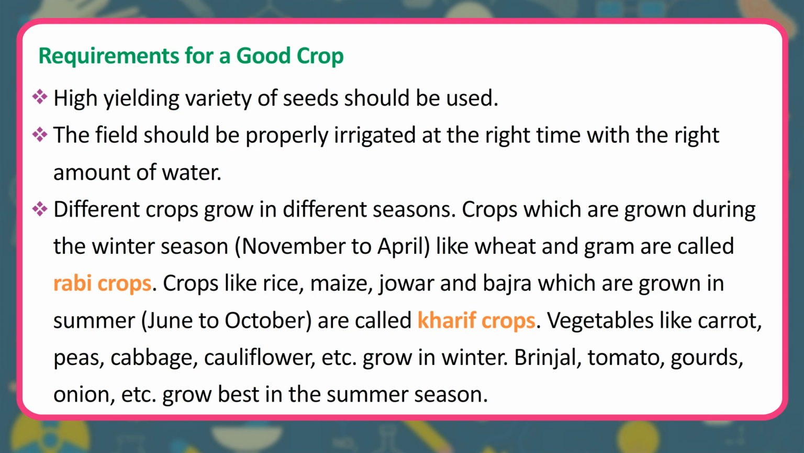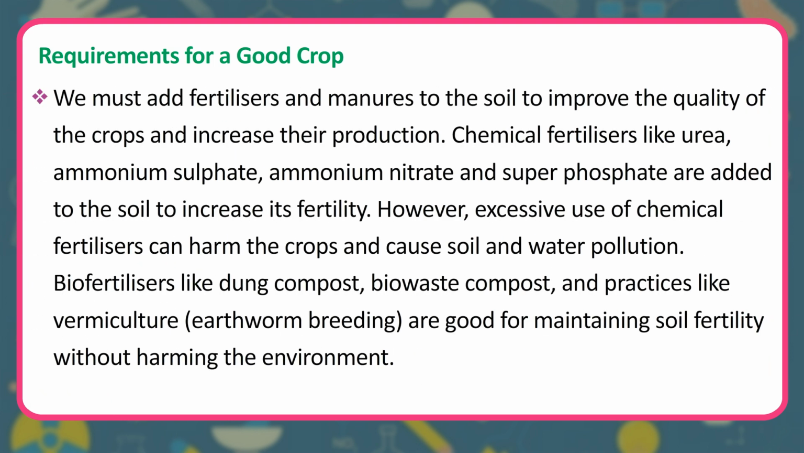Vegetables like carrot, peas, cabbage, cauliflower, etc. grow in winter. Brinjal, tomato, gourds, onion, etc. grow best in the summer season. We must add fertilizers and manures to the soil to improve the quality of the crops and increase their production. Chemical fertilizers like urea, ammonium sulfate, ammonium nitrate and superphosphate are added to the soil to increase its fertility. However, excessive use of chemical fertilizers can harm the crops and cause soil and water pollution.